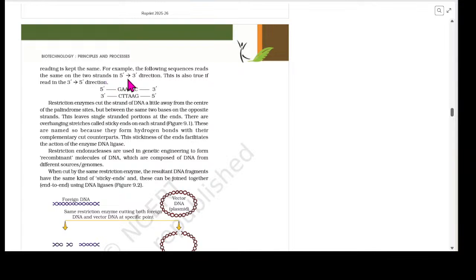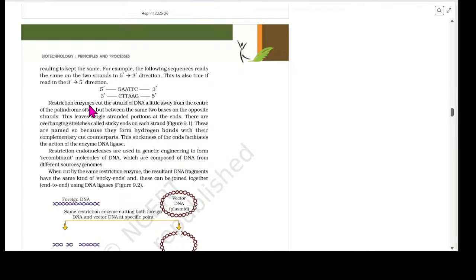This is also true if read in the 3 to 5 prime direction. So the sequence that is given to you from 5 to 3 prime is GAATTC, which is the recognition sequence of EcoR1.